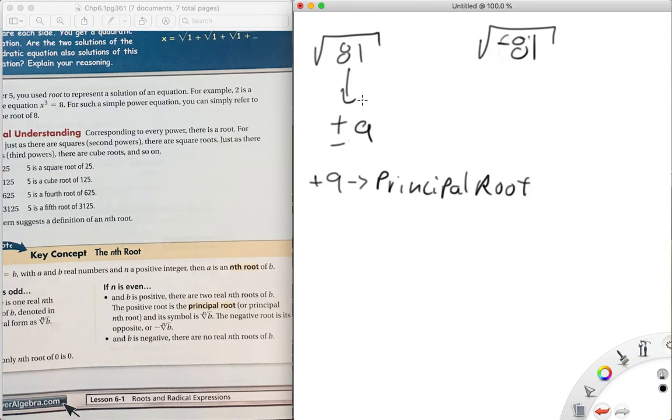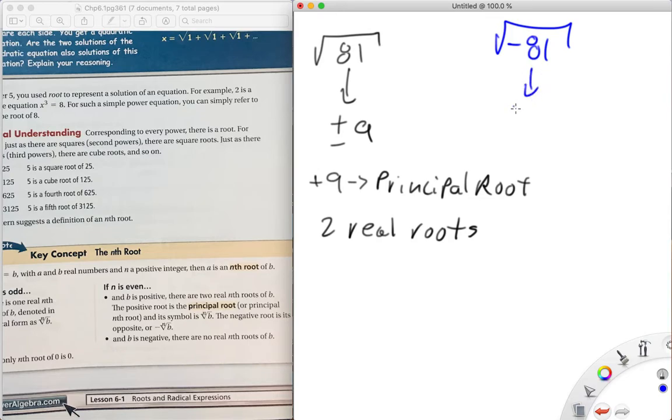So we have two, and they call this two real roots. And what they mean by two real roots is that there's no imaginary numbers. Here we have the square root of negative 81, and we would have to say that it's 9i, right? We've learned that. But this is not a real root. This is a complex number. So we don't even go to the whole 9i thing, and we just say that there are no real roots.